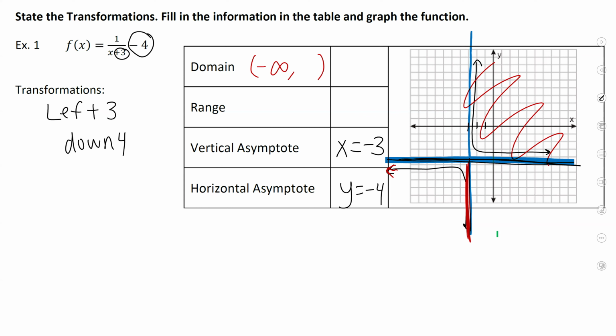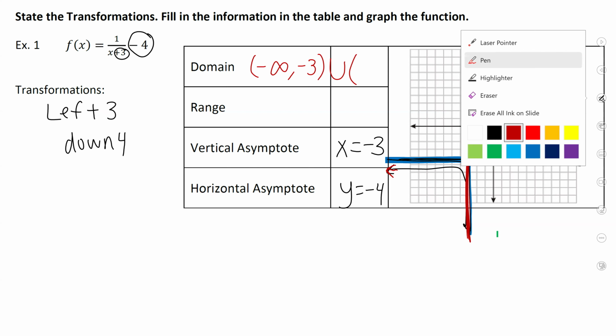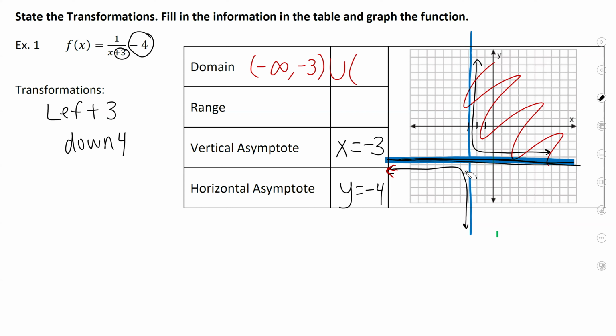-3. So -3 will go here. And let's look at the next part of the graph. And I hope you guys are starting to notice a pattern when we do this. Here's the left side of the top one. Where is that at? -3. And then it goes off to the right. So infinity. The pattern that you guys need to notice is that your vertical asymptote, x equals -3, will always be this number for your domain. Those numbers will always match.